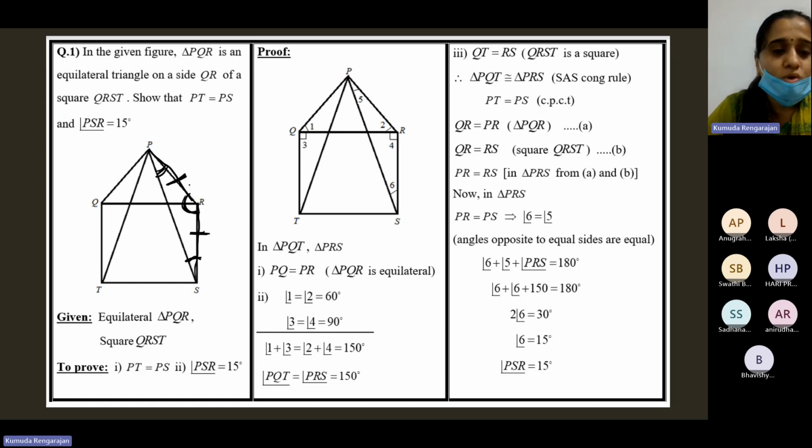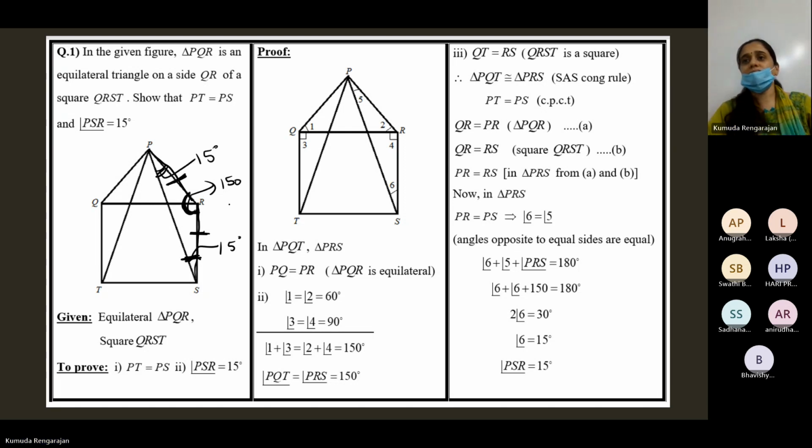Now you tell me, you know that this angle is 150 degrees. We know the angle sum property. In a triangle, the sum of the three angles is 180 degrees. And one angle you know is 150. So the remaining sum is 180 minus 150, 30 degrees. That remaining sum has to be divided between two angles, but they are equal. So 30 will become 15, 15, right? So that's how PSR, this angle, is 15 degrees, and this is 15 because these two angles are equal. So each angle is equal to 15 degrees. That's what you see here.